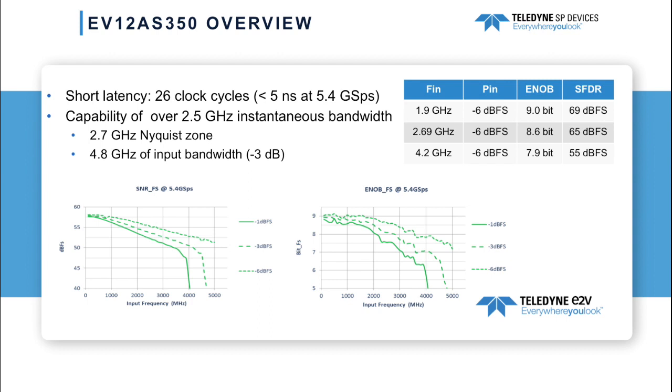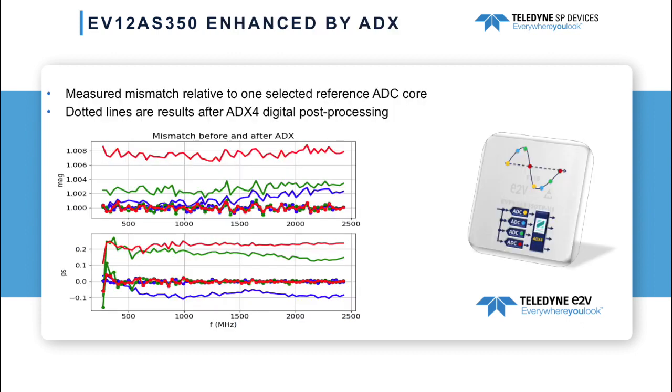The plots below this show some information relative to different signal amplitudes, 1 dB below full scale, 3 dB below full scale, and 6 dB below full scale, and give you an indication of signal to noise ratio and effective number of bits over frequency. In the next slide, you're going to see how some of this performance can be and is enhanced by ADX4.